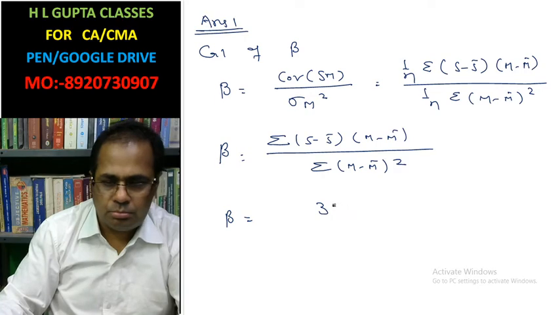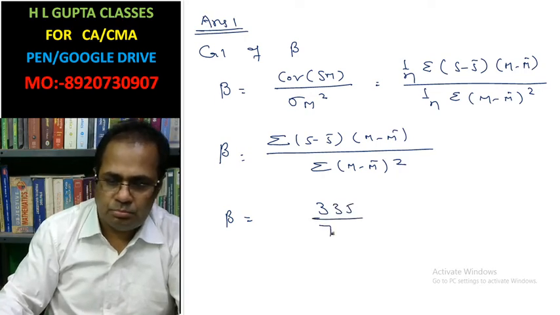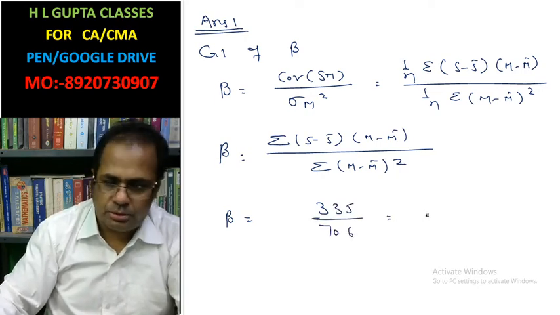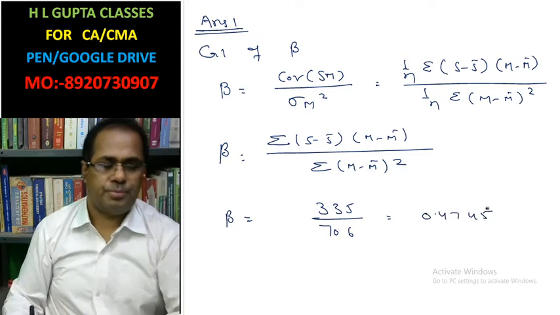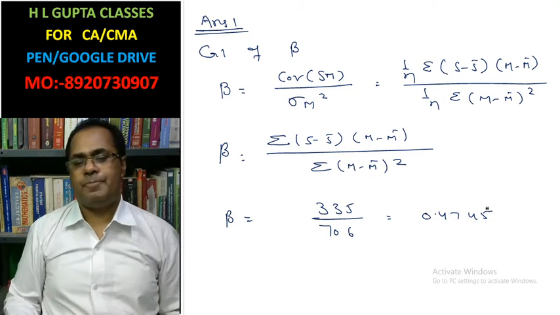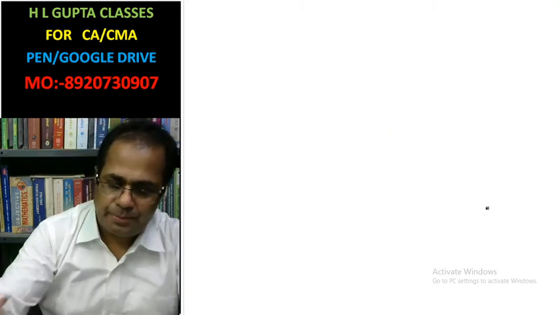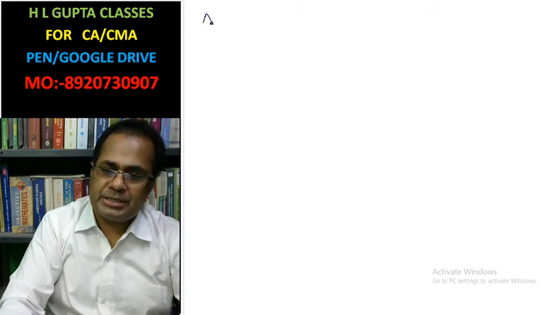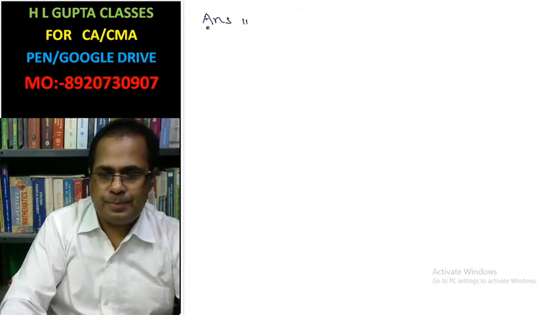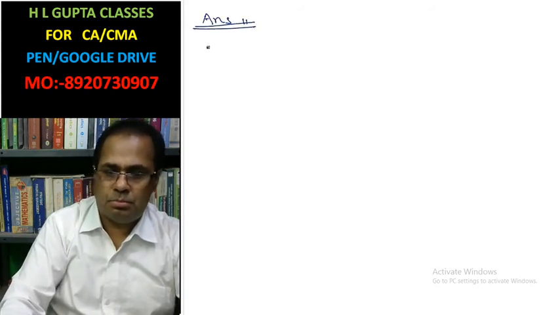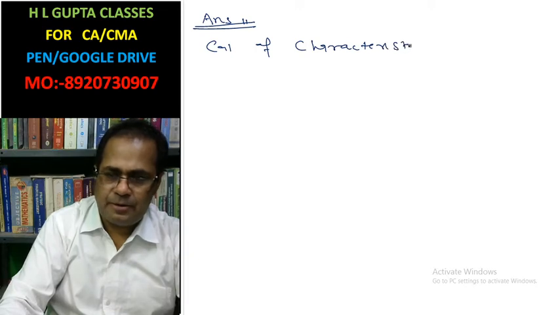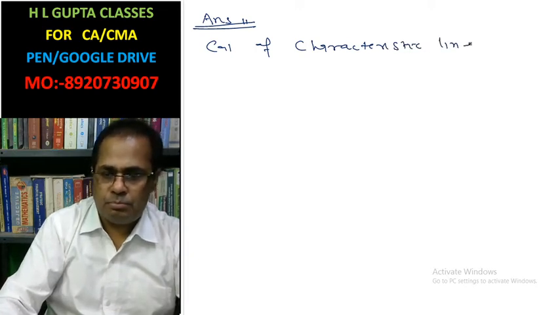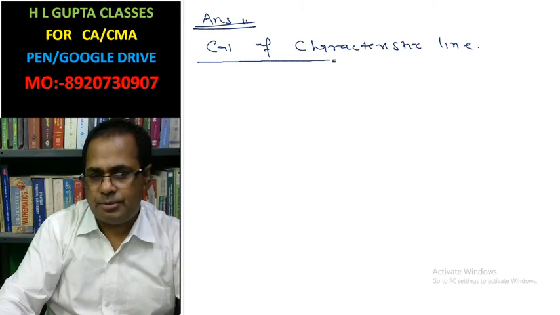335 divided by 706 is 0.4745. Okay, now the answer of the second part: calculation of the characteristic line.